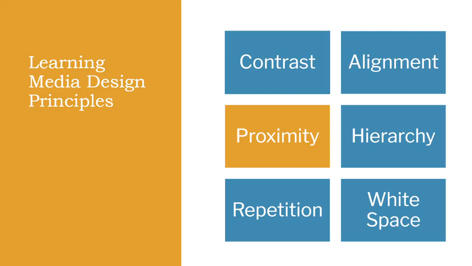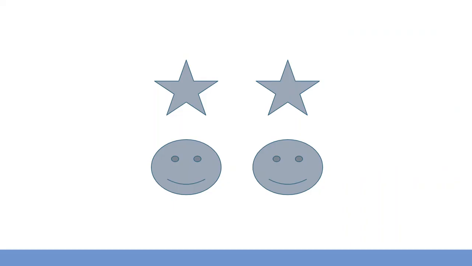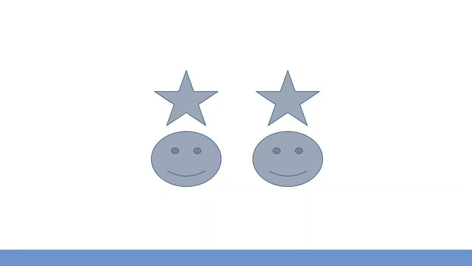The next principle is proximity. That just has to do with where things are placed, what they're close to. So we're going to look at our stars and smileys again. Right now, they're just about evenly placed apart. But if we move them so that they move closer together, that helps us link the ideas in certain ways. We can also move them farther apart. It helps us differentiate those ideas.